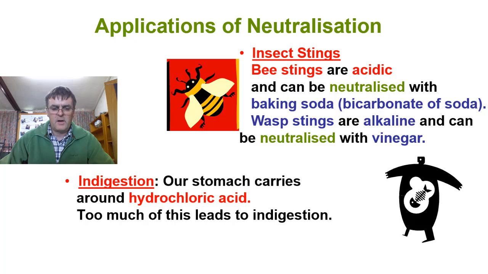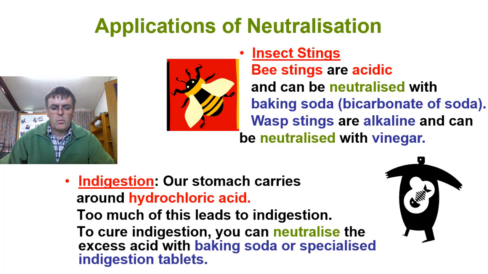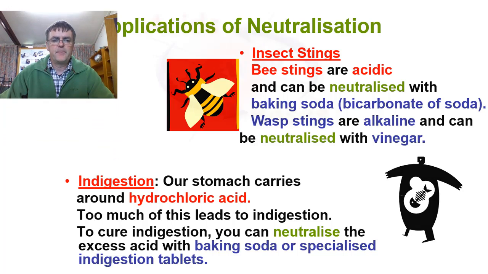So we need to cancel out that acid. We neutralise it with some baking soda, mix it in some water, drink that down, that'll help. Or we've got specialised indigestion tablets. An example you'll find in shops is called Quickies. Chew on those and that will help settle things down from too much acid in the stomach.